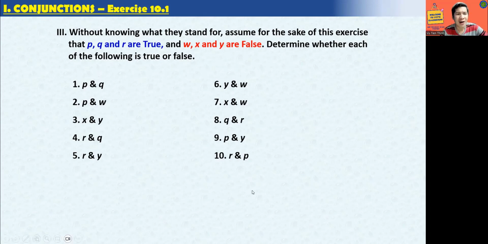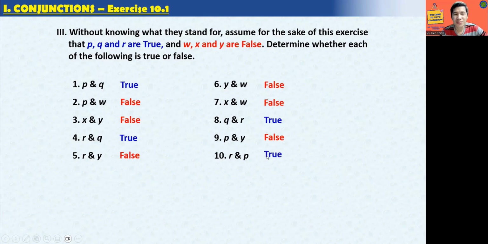Now P, Q, and R, true. W, X, Y, false. P and Q, true. P and W, false. X and Y, false. R and Q, true. R and Y, false. Y and W, false. X and W, false. Q and R, true. P and Y, false. And R and P, true.